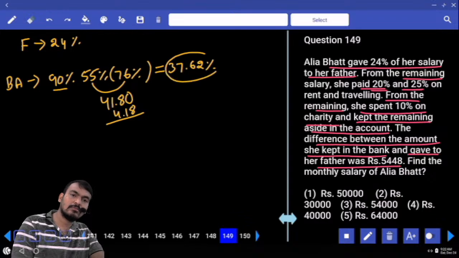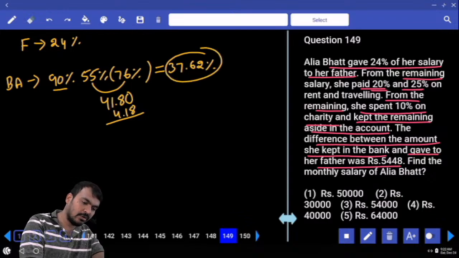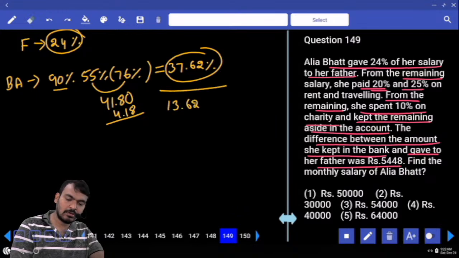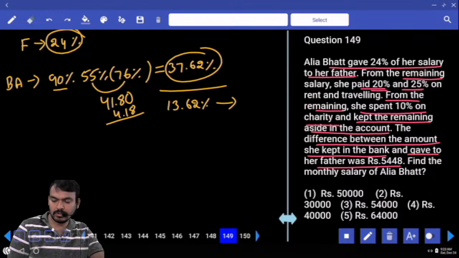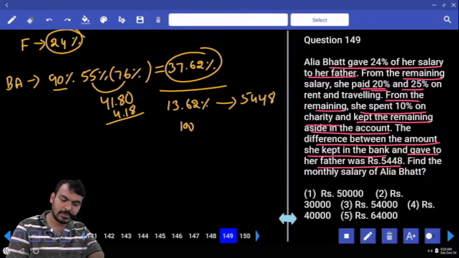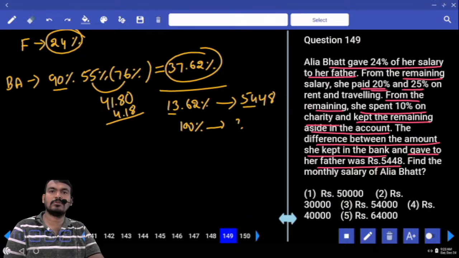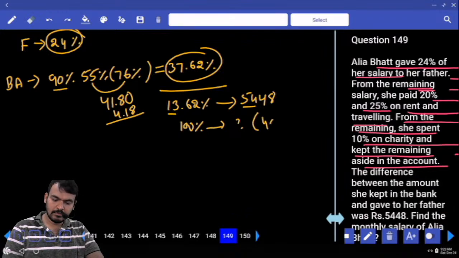Bank account, 37.62, and father is 24. What is the difference? 13.62, and that represents how much? 5,448. We require the monthly salary. How much do we need? 100%. And 1362 to 5448 is almost 4 times, yes or no? Then the answer is 40,000.